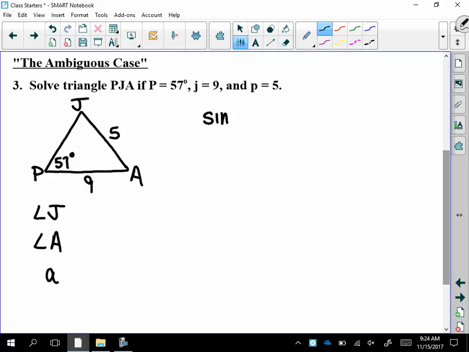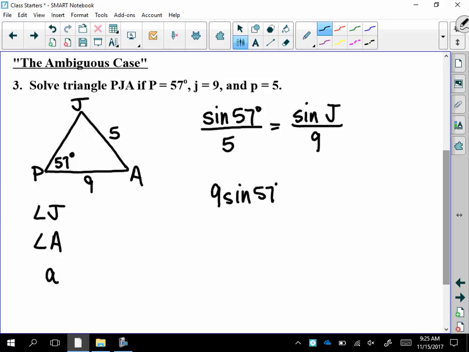So we have the sine of 57 degrees over the side opposite equals the sine of, which angle are we going to use? J, because we're working with side J, which is 9. Now we cross multiply, so that's 9 times the sine of 57 degrees equals 5 times the sine of J. We'll do 9 times the sine of 57 degrees, then divide by 5, and what do we get? 1.509.